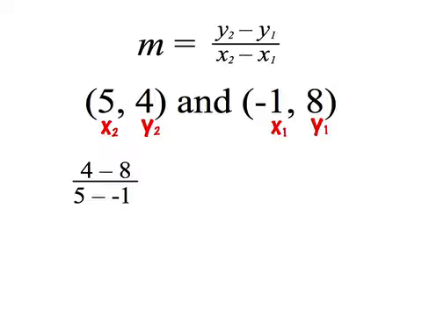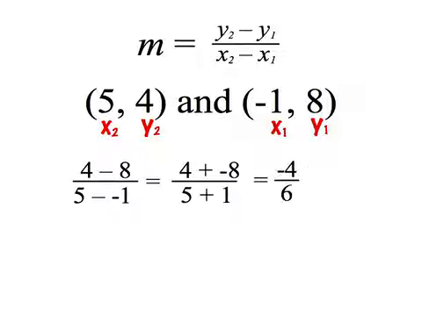So our numerator now is 4 take away 8 instead of 8 take away 4. Our denominator is 5 take away negative 1 instead of negative 1 take away 5. We apply the definition of subtraction. We do the arithmetic, and this time we get negative 4 over 6. The previous time we got positive 4 over negative 6, but both fractions simplify to be negative 2/3.